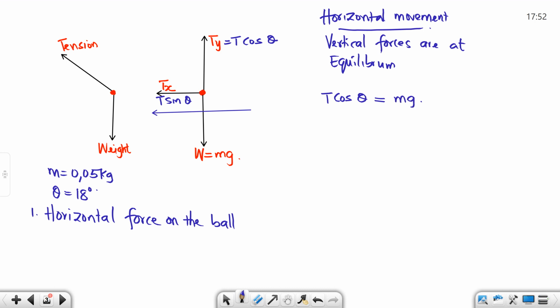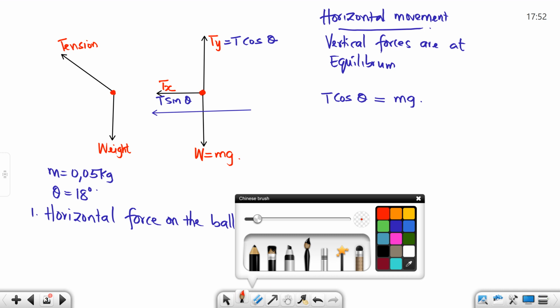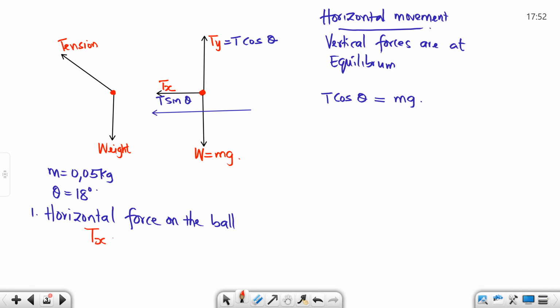Okay, hold on. By the way, the examiner wants us to calculate horizontal force. What's our horizontal force? Tx, which is what? T sine theta. The problem is we don't know T. Where are we going to get T from? I'm going to get T from vertical forces, because the vertical forces are at equilibrium. Okay, let's see. Do we know everything? We don't know T. Cos 18. Do we know the mass? And what is G? Oh, guys, do you see that we can get our T from here? Easily.